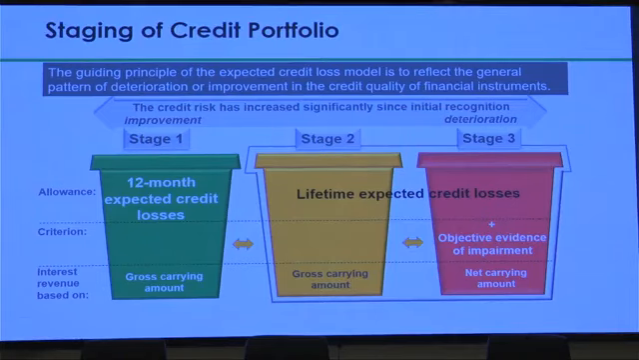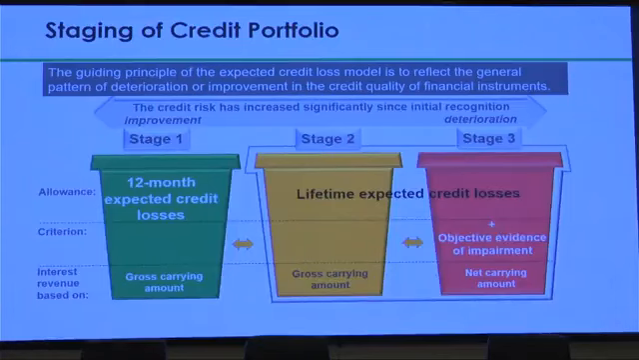So why stage 1 and stage 2 in performing portfolio? Because in stage 1, you are required to compute expected credit loss on 12-month basis. So it will attract 12-month expected credit loss. But if the loan is in stage 2, it will attract lifetime expected credit loss. So the level of provision will be different in stage 1 as compared to stage 2.